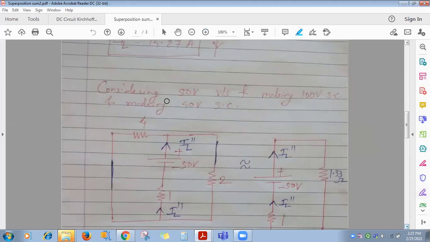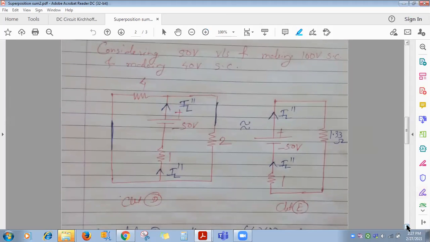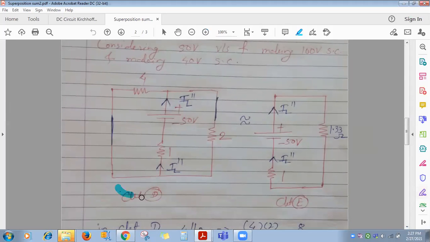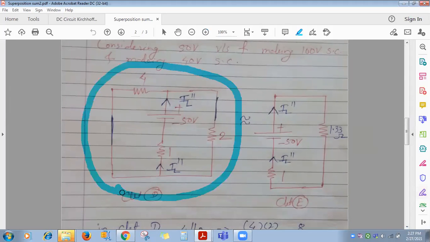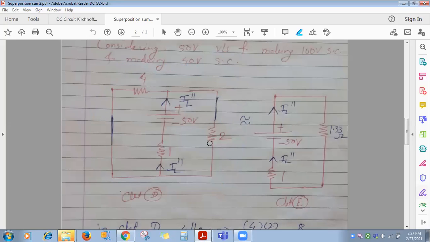Now consider the second source, 50 volt, and make the rest short. So the circuit will be like D. Did everyone understand this D circuit? Here there was 100 volt, here there was 40 volt; we shorted both, so the circuit will become like this. Has everyone understood this circuit?